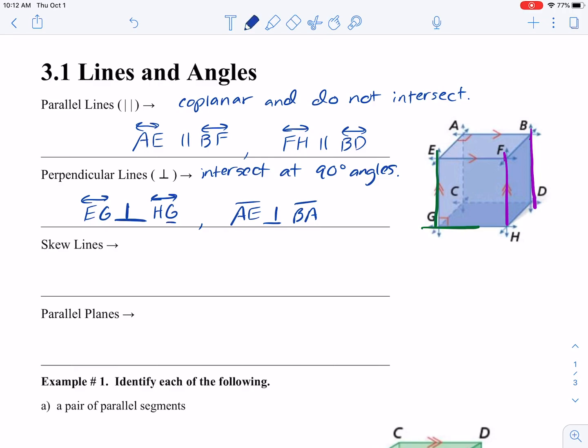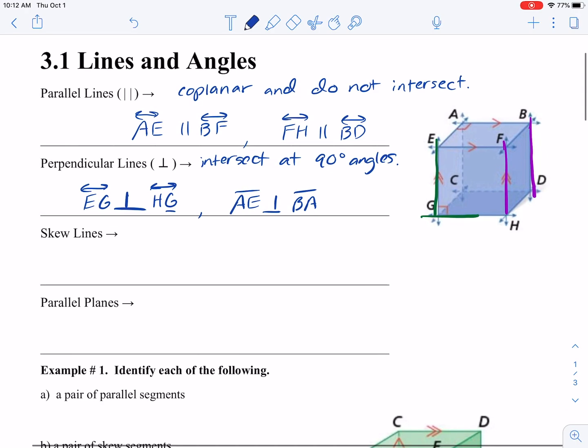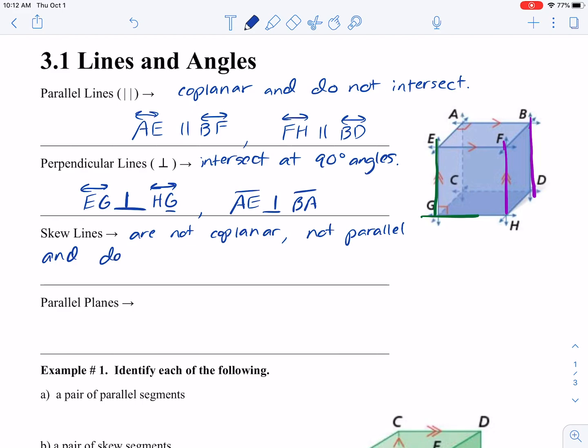Okay, skew lines. Skew lines might be new to some of us. Skew lines are lines that are not coplanar, not parallel, and therefore they do not intersect. I'll give you an example of skew lines, and then we'll have you find some on your own.